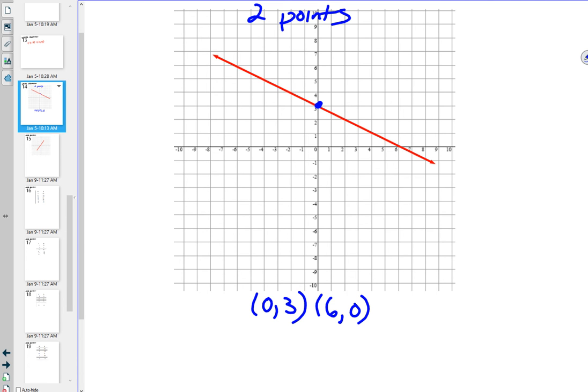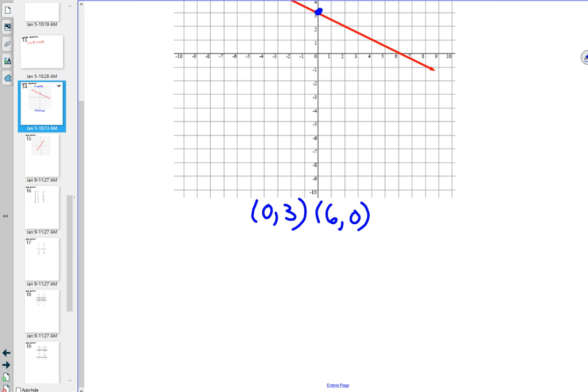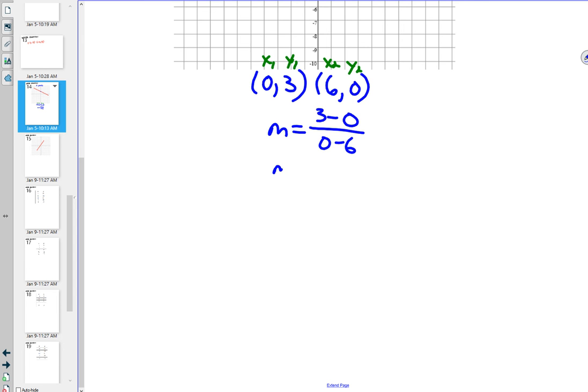Do you have the notes from yesterday, actually? So all I need to do is find slope. Slope is 3 minus 0 over 0 minus 6. Make sure you get the order correct: x1, y1, x2, y2. So 3 over negative 6 is negative 1/2. I now have the slope. I already had the y-intercept.